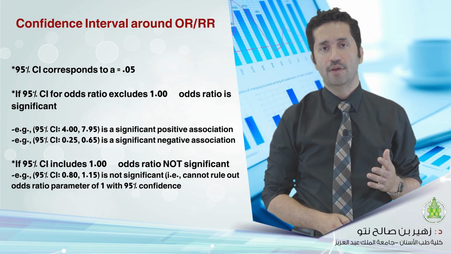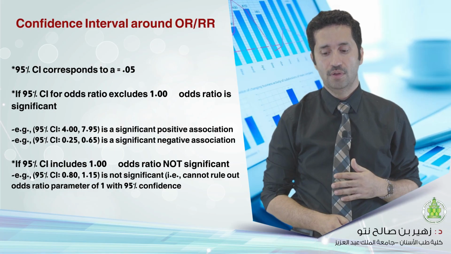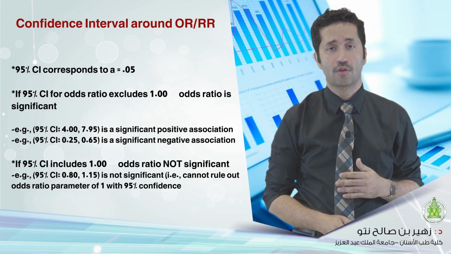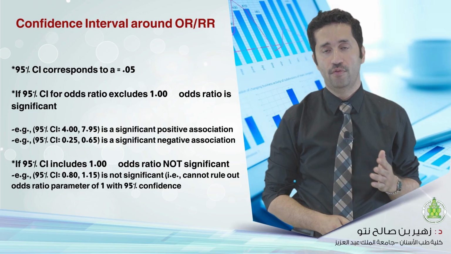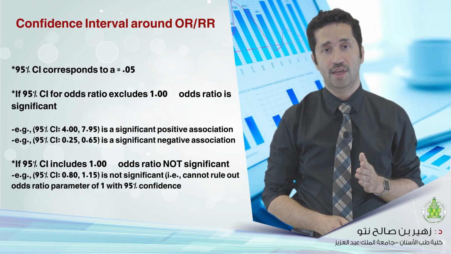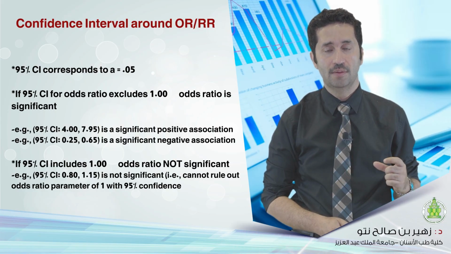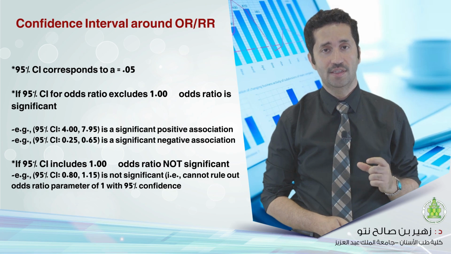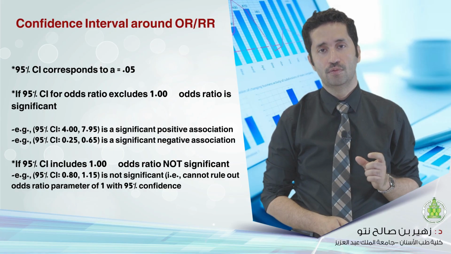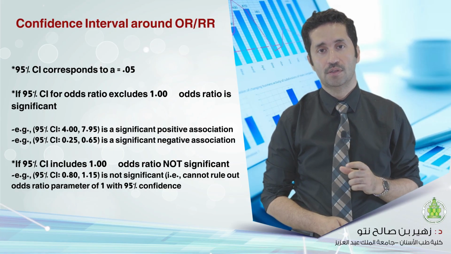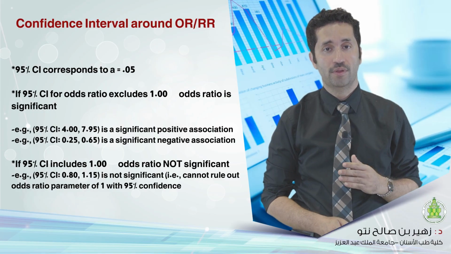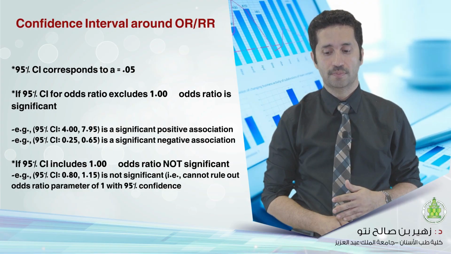So what do we mean by the confidence intervals? Let's take the following example. If the confidence intervals range from 4 to 7.95, it means if we repeat this study 100 times, in 95 studies the range is going to be between 4 and 7.95. So the range of the result is going to be within this range. Only 5 studies are going to be outside this range.